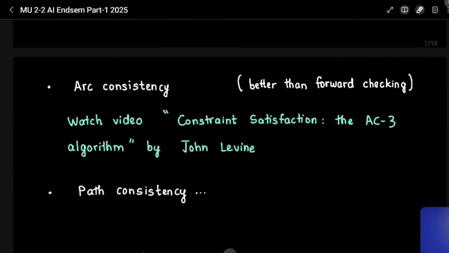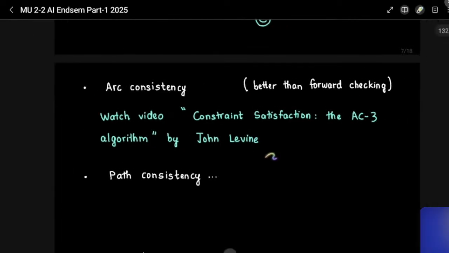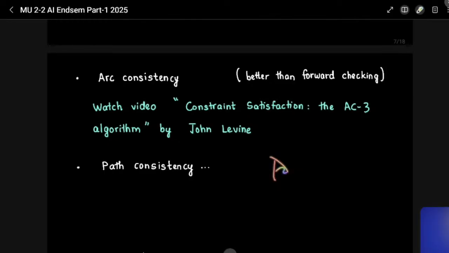For arc consistency, there is a nice short video. You have to go to Friedenker's folder, and within that there is a folder called AI stuff. You'll find a nice video. It's around 7 minutes. I think 5 minutes of that video or even less is AC3. So you can watch that video. It is a short and nice video.